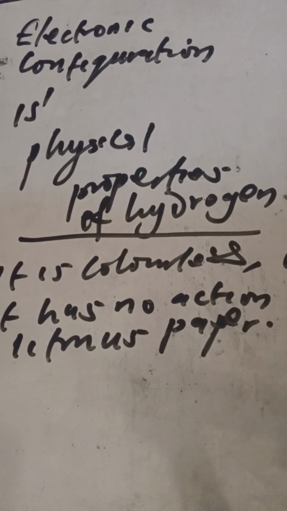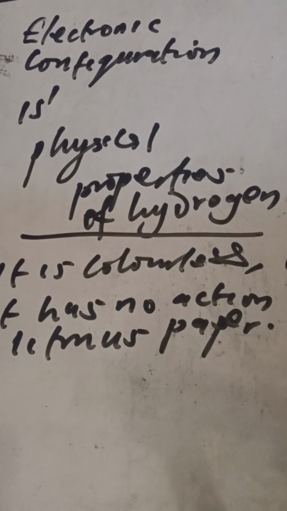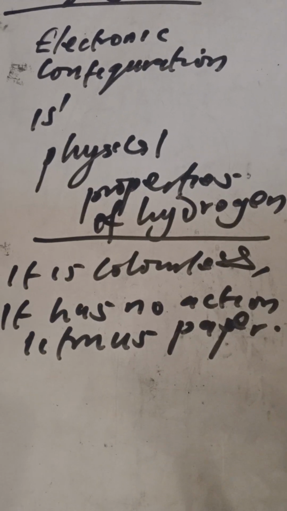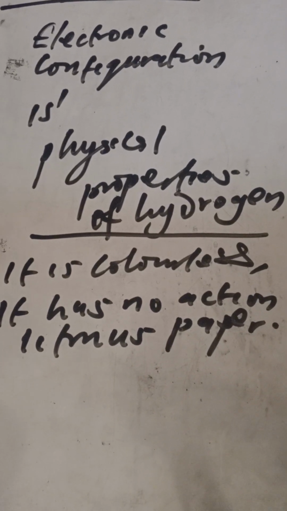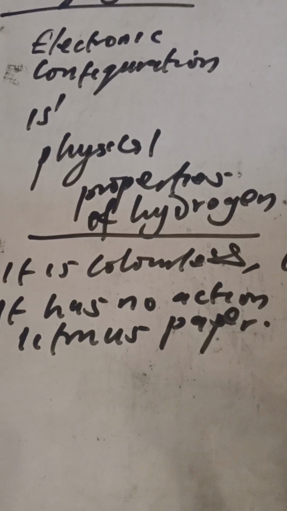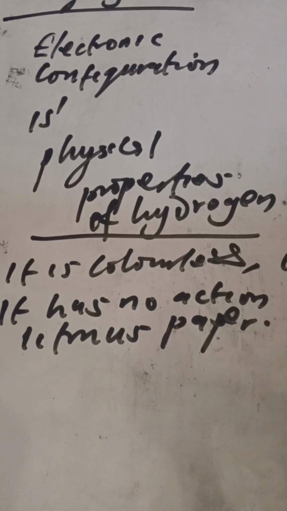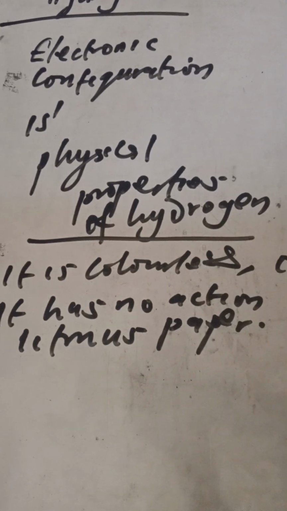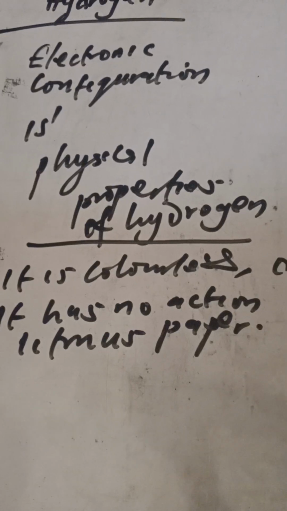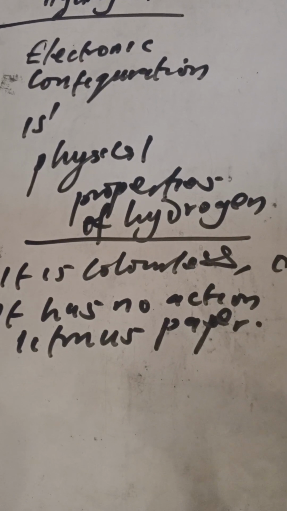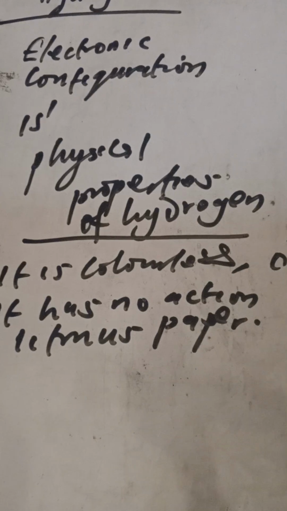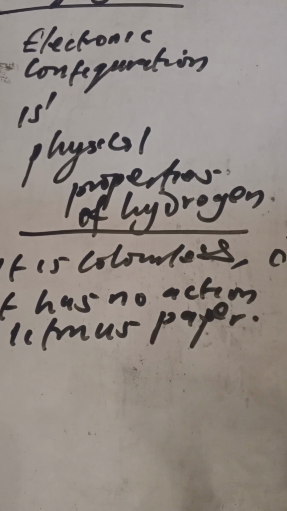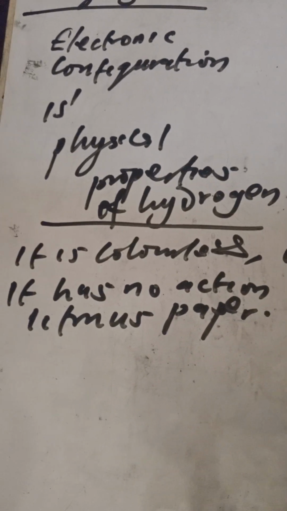So let's look at the chemical properties of hydrogen. Hydrogen reacts with other elements like oxygen to form water. That chemical property is under the reaction of hydrogen with non-metals. It combines with non-metals like oxygen to produce water. Hydrogen combines with halogens to give you the halides.